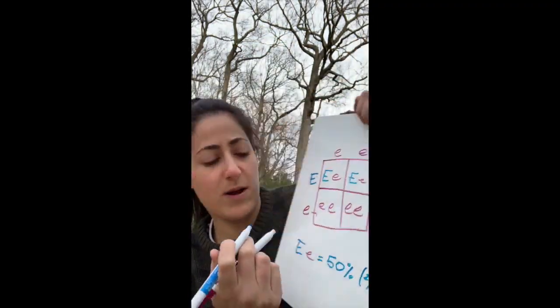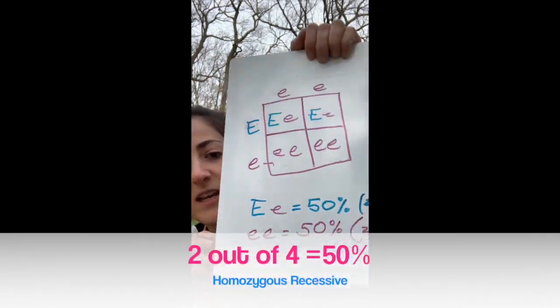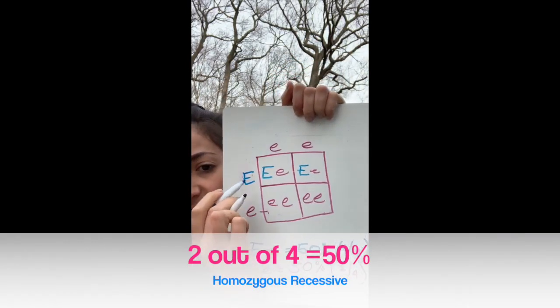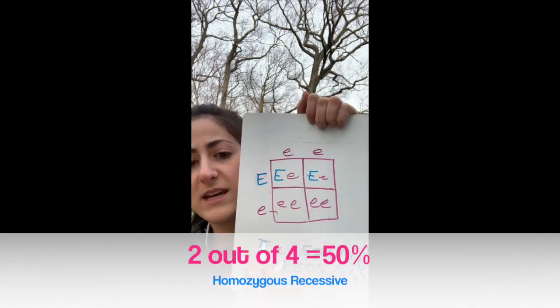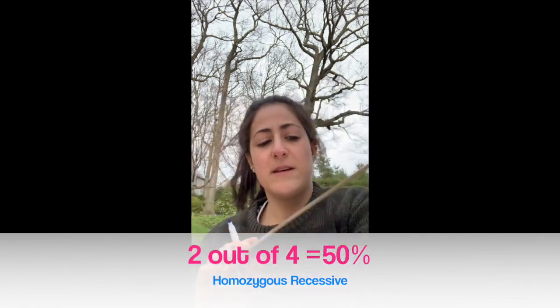Each of those boxes on the bottom is homozygous recessive, so 50%. This is 2 out of 4. Again, 2 of the 4 boxes ended up with those recessive E's. So if you cross a recessive with a heterozygous, you're going to end up with half of the offspring heterozygous as well, and half of the offspring recessive. 50-50 chance. Okay, one more.